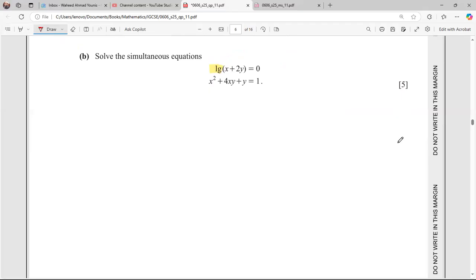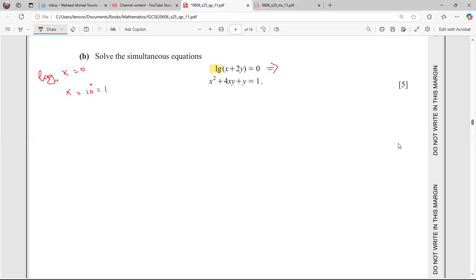Okay, now let's do question B. Here, this first part is just them trying to confuse you. Remember, whenever log of something is 0 for whatever base, let's put base 10 for convenience, it means that 10 power 0 is equal to that thing, and 10 power 0 is equal to 1. So this thing is equal to 1.